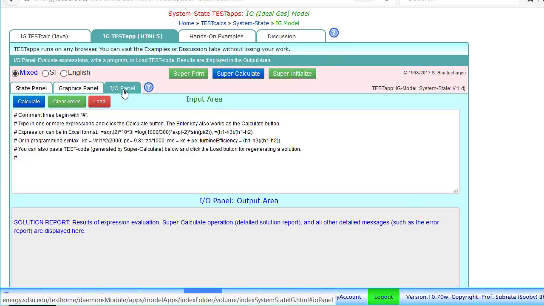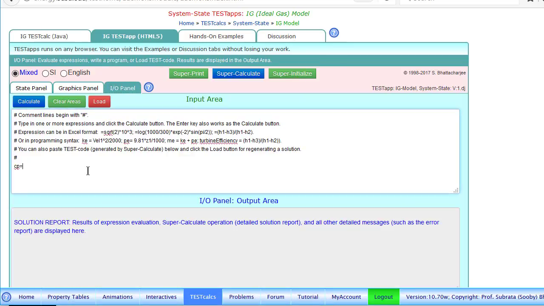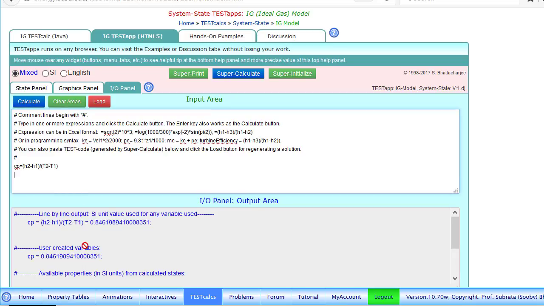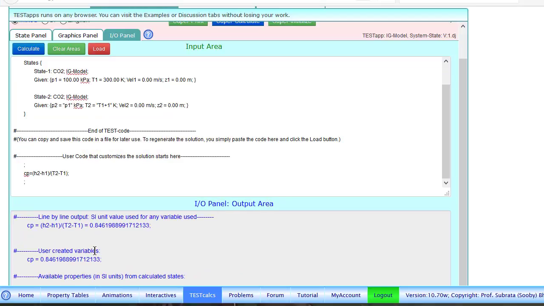And now we can go to the I/O panel and calculate CP. I just arbitrarily chose CP as the variable name. You could choose anything you want. And then since it's dH/dT, it'll just be the change in enthalpy over the change in temperature. So divided by T2 minus T1. Alright, and then hit calculate, and we get CP equals 0.846.